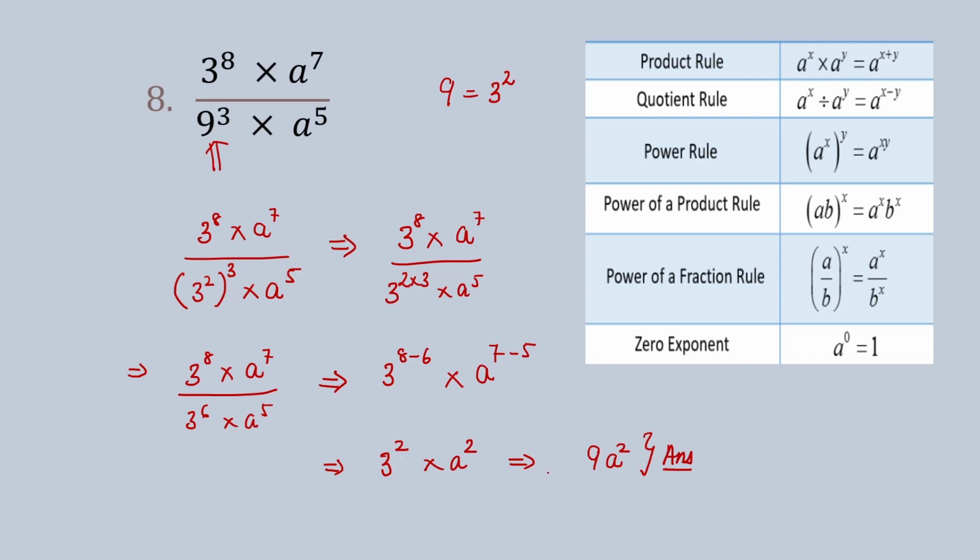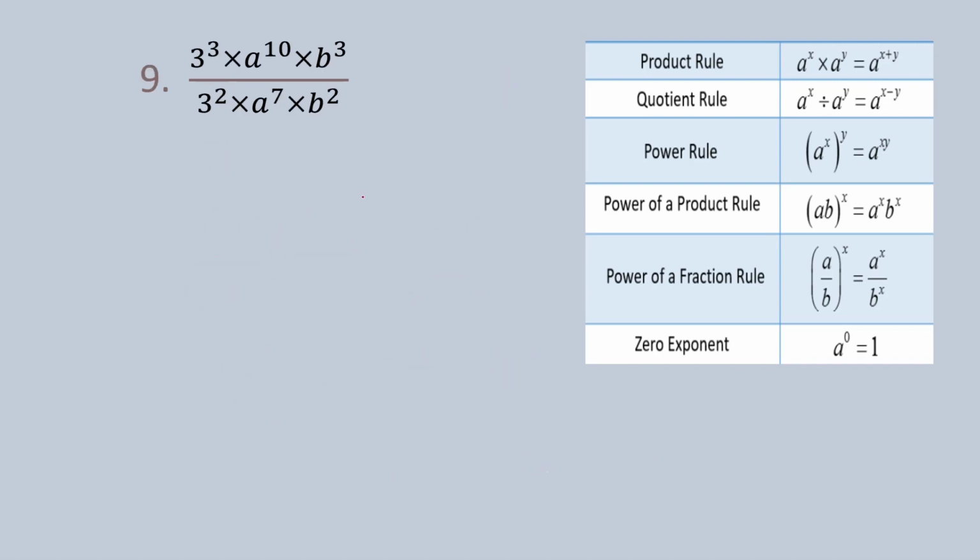Moving to question number 9. Here all the numbers are in prime factorization form, so you can directly solve it. We have 3, a and b. Directly apply quotient rule because bases are same. There is a division operation. So do it directly in a single step.